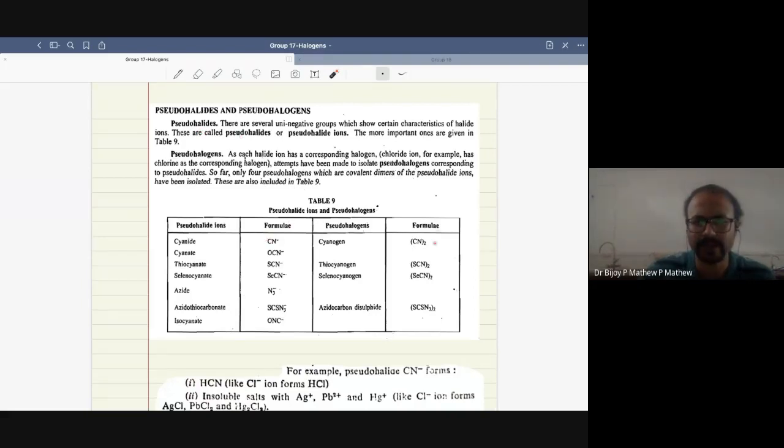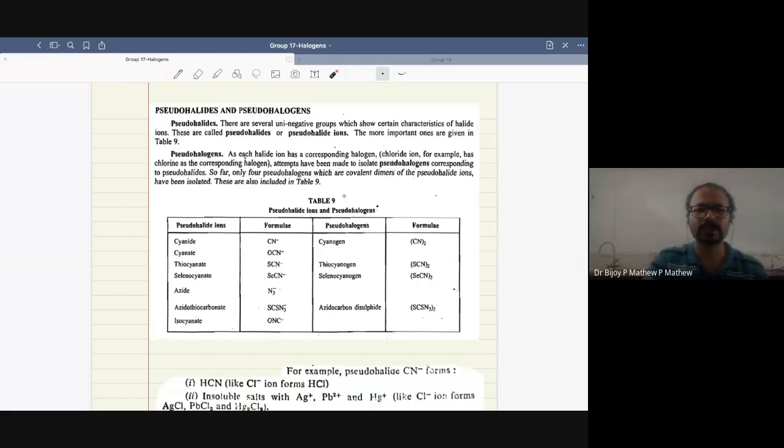You have certain molecules like cyanogen, which is (CN)2, then molecules like (SCN)2, then selenocyanogen, and another molecule called azidocarbon disulfide. In your syllabus, you are asked to compare and study only the cyanogens, but you can remember these examples also. If you're asked to write a note about the pseudohalogens, it is better to write more examples, as it gives a good impression that you know the topics you are learning.